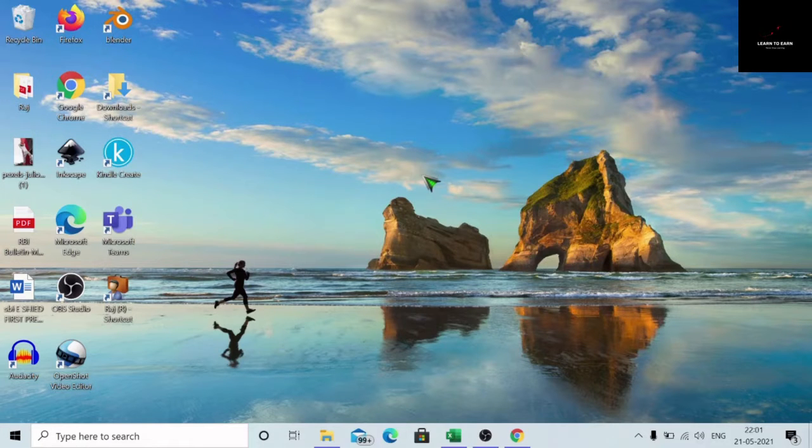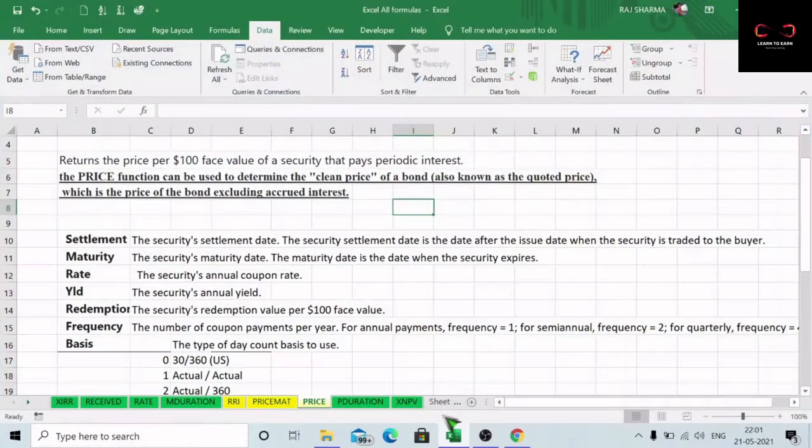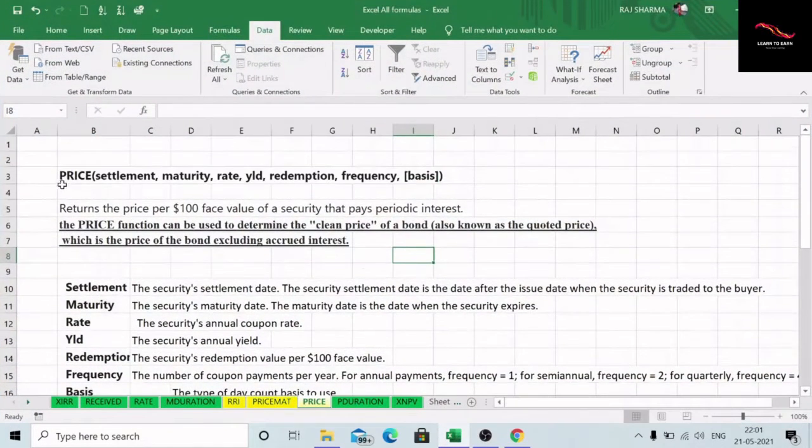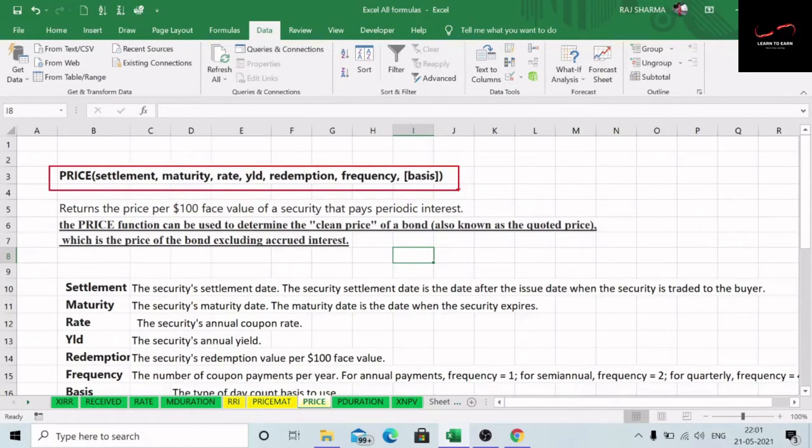Hello friends, in this video we are going to talk about another formula which is useful in the fixed income securities business, that is price. So let us try to understand this formula. The syntax of this formula is price and the variables used are settlement date, maturity date, rate, yield, redemption price, frequency and basis.